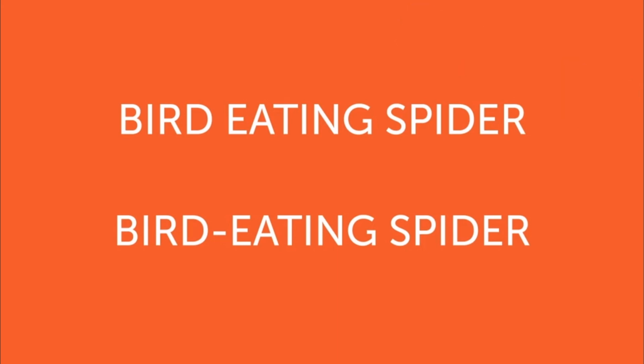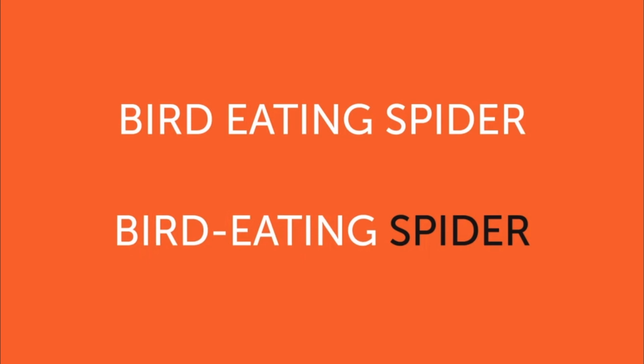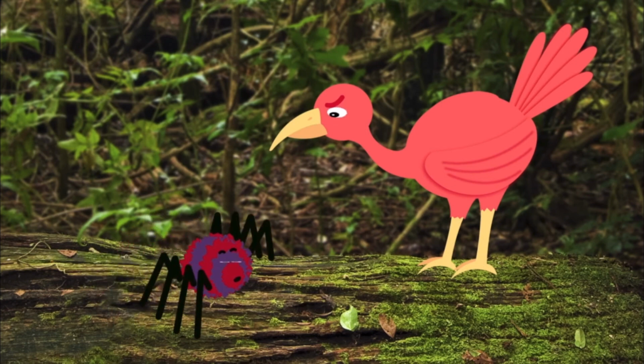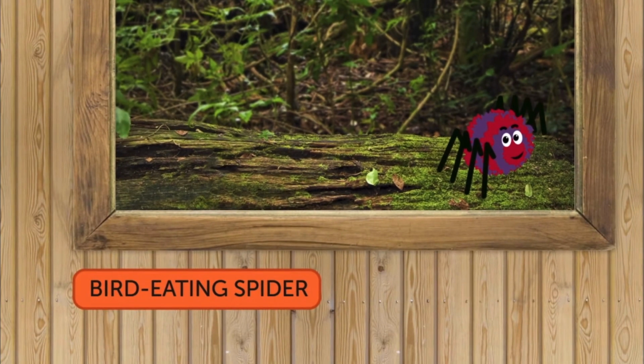So looking at our two phrases, which one should the keeper use? The first, bird eating spider, tells us that the bird eats spiders. But use a hyphen to join the two words bird and eating, and the meaning of the phrase changes. It's the spider who eats birds. Bird-eating becomes an adjective, as it tells us what type of spider this is. So, which sign should the zookeeper choose? It's bird-eating spider. The use of the hyphen has made things much clearer.